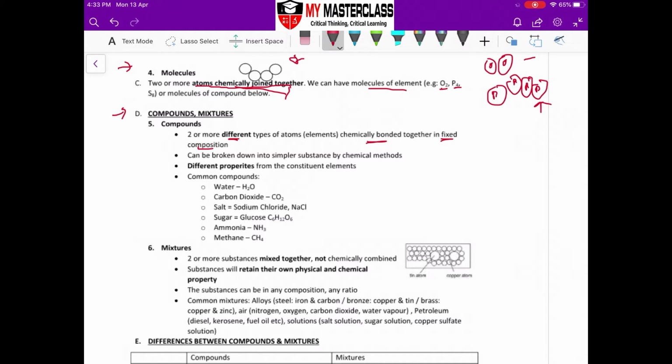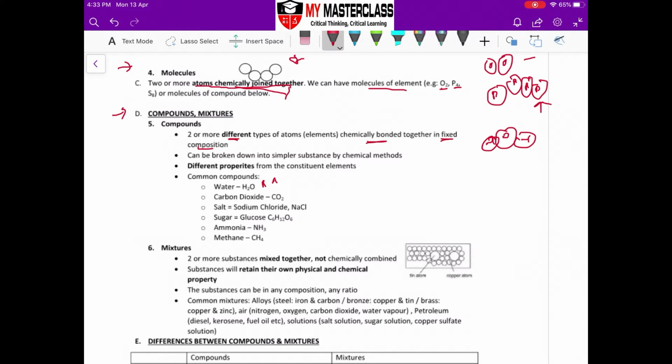So in this case, what does this mean? It means that we can have molecules of compound. So let's look at the molecules of compound. For example, water, H2O, this is a common compound. If you look at the formula H2O, you know that it is made from element hydrogen and oxygen. Okay, so two different types of element join together to form one molecule. If we draw the picture of your water, it will look like this. One oxygen and two hydrogen.